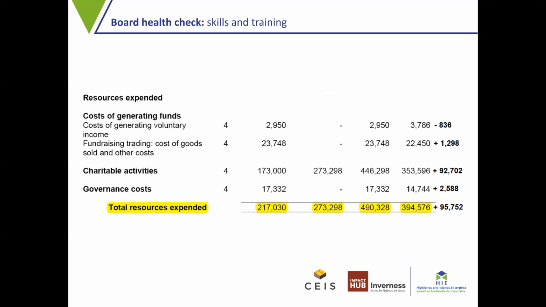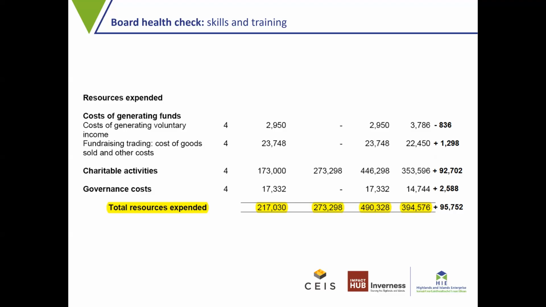When we consider the third question, where does the money go, we are looking at the expenditure of the organisation. So referring back to the bottom part of the income and expenditure account, we can see that total resources expended has increased to 490,328 in 2009 from a figure of 394,576, an increase of 95,752. If we look at the 4 expenditure categories, we can see that for 3 of them, there has not been much change from the 2008 figure.